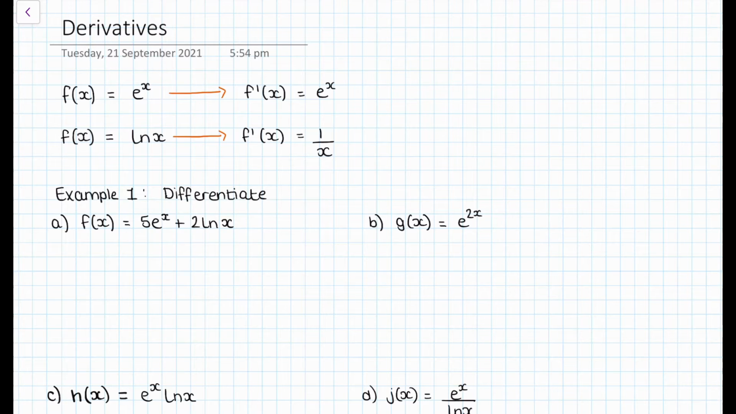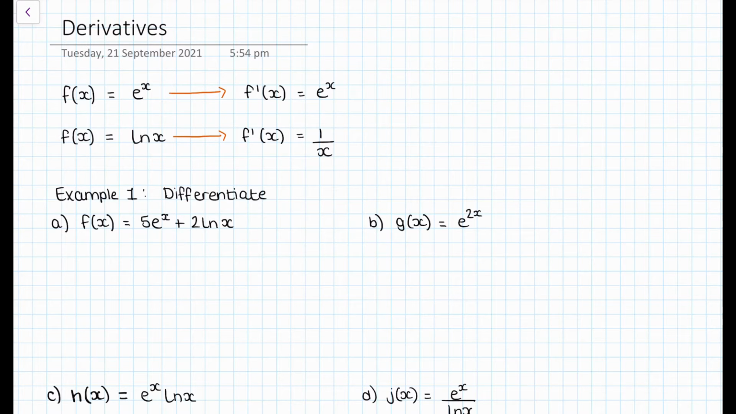This video is on the derivatives of exponentials and logs. So if we have a function of e to the power of x, the derivative is just e to the power of x. And if our function is ln x, then the derivative is 1 over x. Just a few examples here to show how they work with the different rules that you should have already done with the chain rule, product rule and quotient rule.